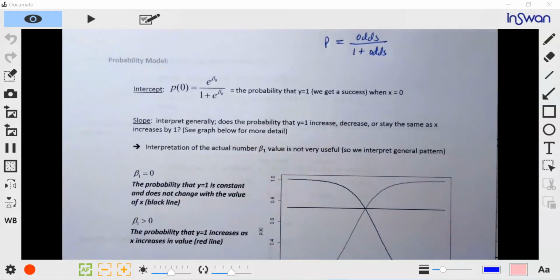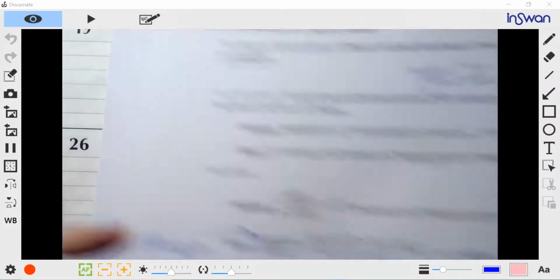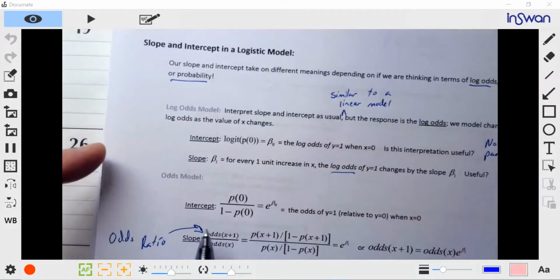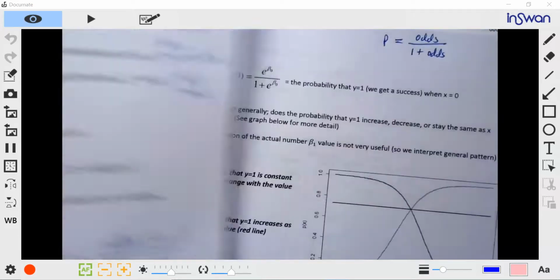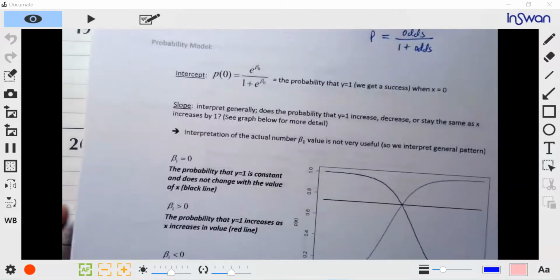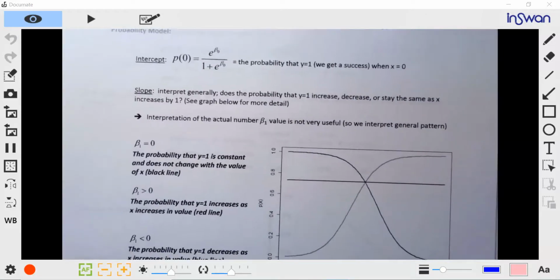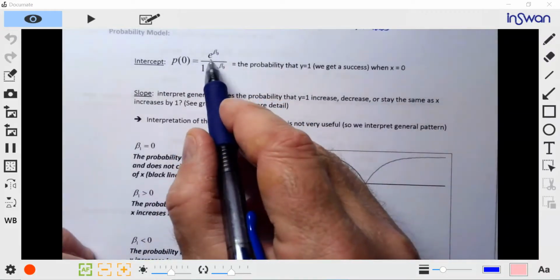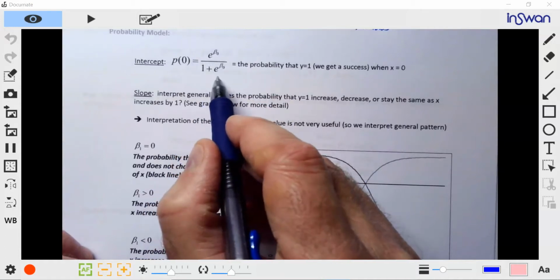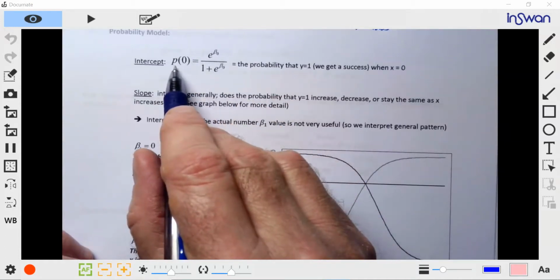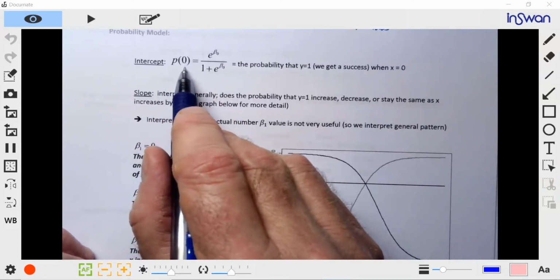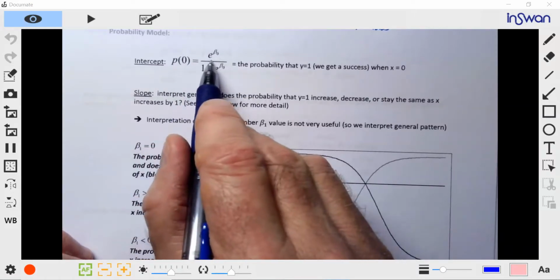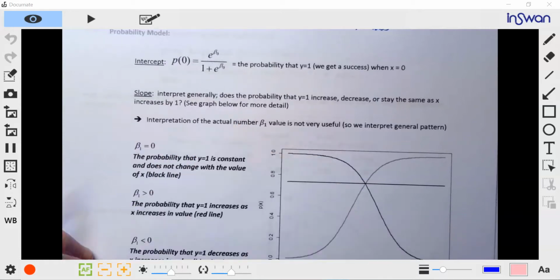So, since we know that the odds, if we're thinking about the intercept on the odds scale, the intercept is e to the beta 0. So on the probability scale, we just take the odds over 1 plus the odds. So this is the probability when x is equal to 0, the probability of y equals 1, whatever y is, our response variable. The probability of y equals 1 when x equals 0 is e to the beta 0 over 1 plus e to the beta 0.